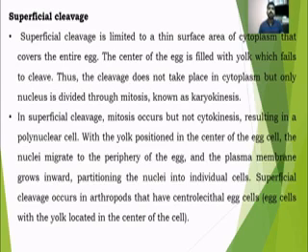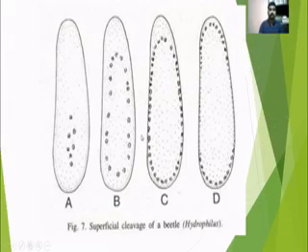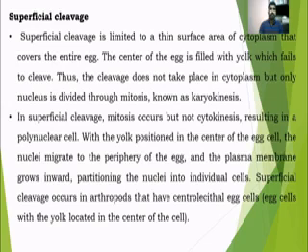Superficial cleavage is limited to a thin surface area of the cytoplasm that covers the entire egg. Okay, the center of the egg is filled with yolk, which fails to cleave. Thus, the cleavage does not take place in the cytoplasm, but only the nucleus is divided through mitosis. Okay, such type of cleavage we observe in cephalopods, mollusca. Here, such type of cleavage, and the next one is the superficial cleavage. Sorry, superficial cleavage. You just observe the superficial cleavage.